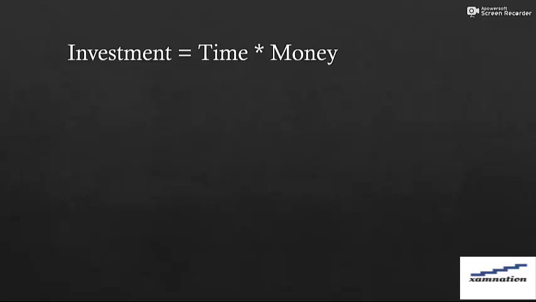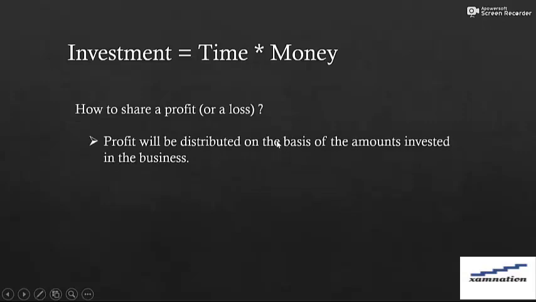This is done for distribution of profit, which brings us to our next question: how to share a profit or loss. The total profit or loss is distributed among the different partners in direct proportion of their investments. So if three partners invest different amounts for different time periods, their investment ratio would be calculated by multiplying their amount invested and the time periods. Now, this investment ratio is used to distribute profit. So we can say that the profit sharing ratio is the same as the investment ratio.